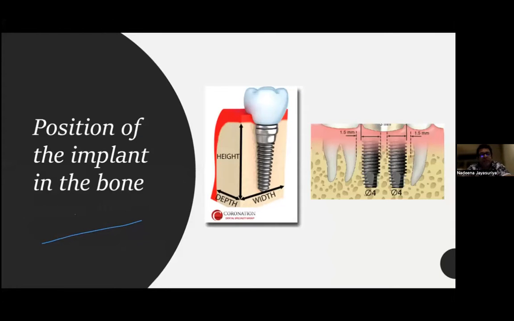So the anatomy, the bone, everybody has bone, but the principle of putting a dental implant is that we need to have a very good bone cover around the implant. So three-dimensionally, the implant has to be nicely seated in the bone. And we have to keep a distance from the natural teeth and from two implants. So remember that this is important when we are doing dental implants.